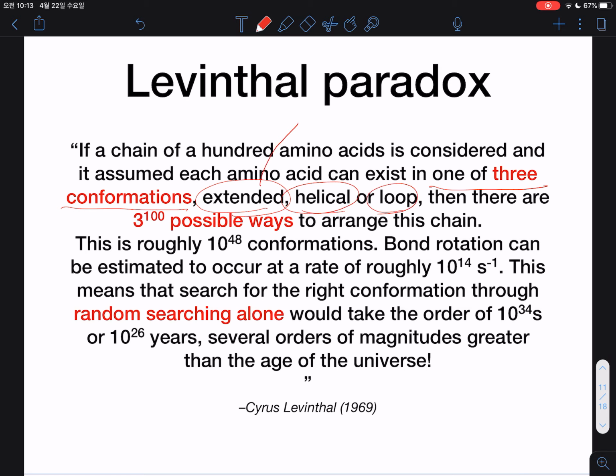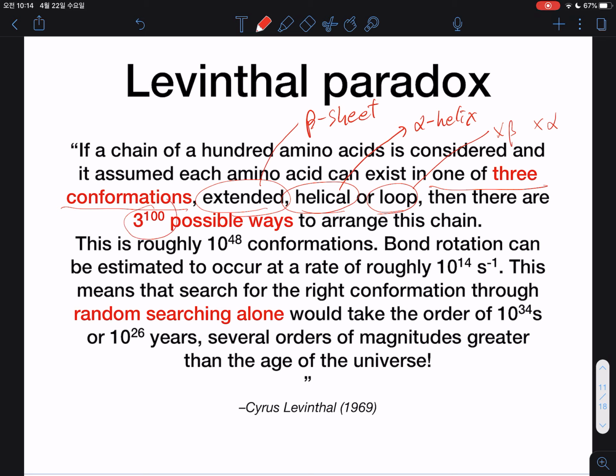The extended is the synonym of beta sheet structure. The helical structure means the alpha helix. And the loop structure is neither beta sheet nor alpha helix. Usually, the local structure of a protein can be classified into three classes largely.